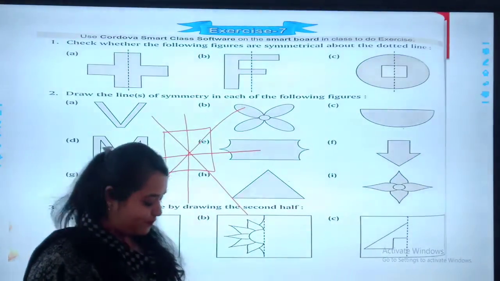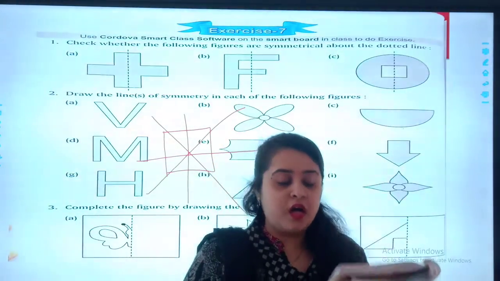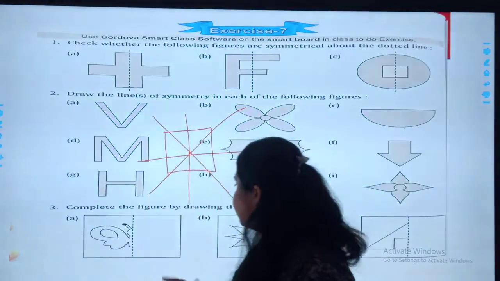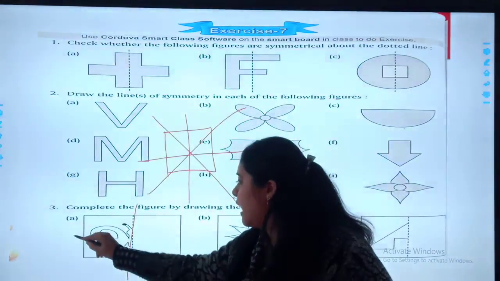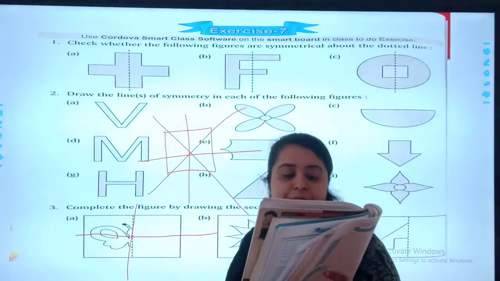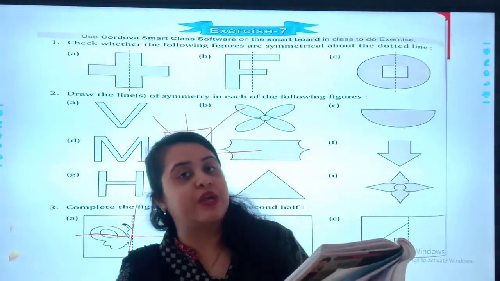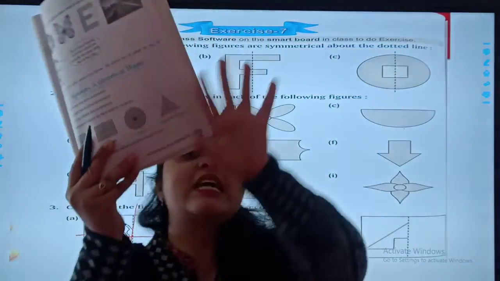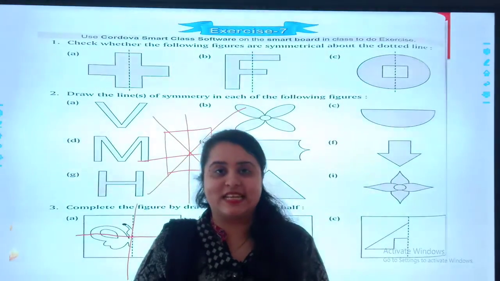The second point is a rectangle has 2 lines of symmetry. This is a rectangle. This is the first line and this might be the second line. A circle has infinite lines of symmetry. As you can see in this figure, a circle has infinite. Infinite means जिसे हम count नहीं कर सकते.